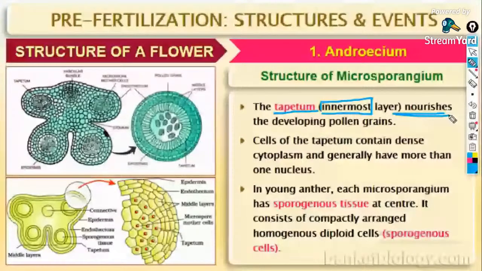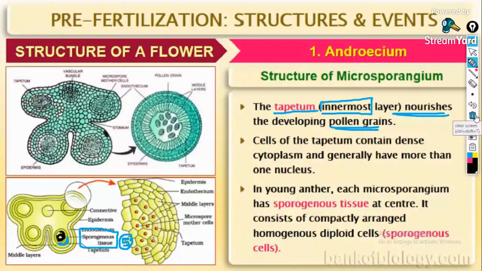Guys, suppose for the exam they give you sporogenous tissue also along with the wall layers, then make sure that you arrange sporogenous tissue as the fifth one, if they are asking you to arrange from outside to inside. After tapetum, inside to tapetum. This blue color is tapetum and this is the sporogenous tissue. So sporogenous tissue is located interior to the tapetum.